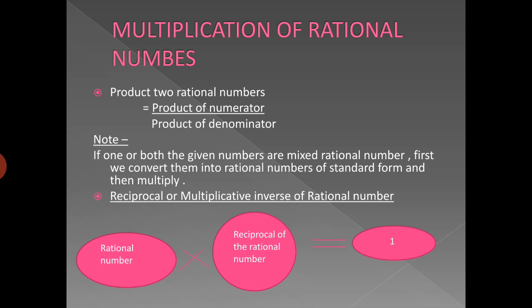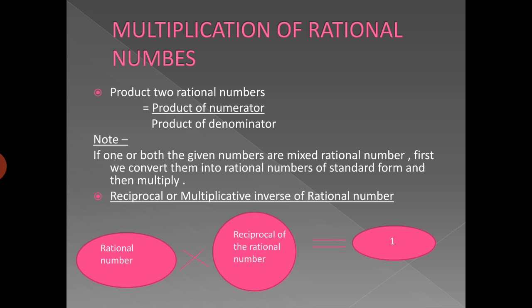Next topic that we have is multiplication of rational numbers, and that is on page number 47 and 48. What is the multiplication of rational numbers? How will we proceed whenever a multiplication sign is there between two rational numbers? Nothing, just multiply the numerators and multiply the denominators. Whatever answer we get is the answer. Means the product of two rational numbers is equal to the product of numerators over the product of denominators.